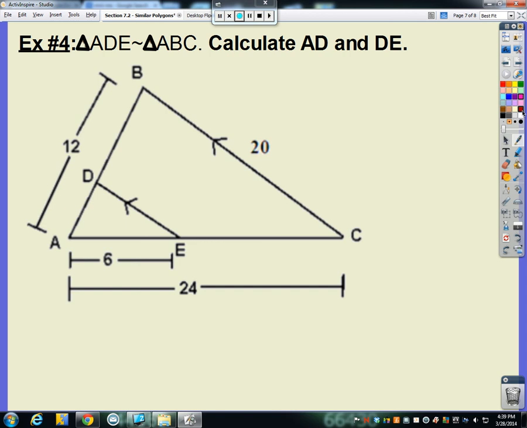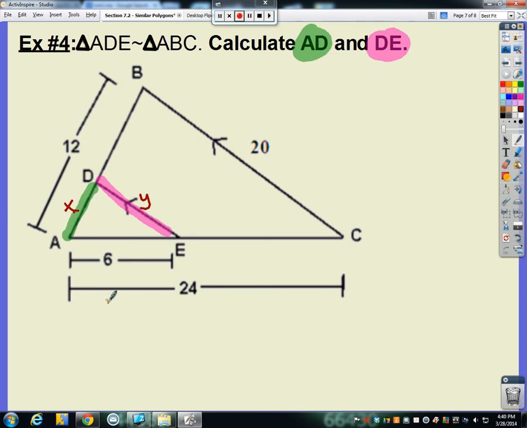All right, example 4. It says triangle ADE, which is the little guy down here, is similar to triangle ABC, which is our big triangle. Calculate AD and DE. Okay, so we're missing 2 side lengths here, AD. So here's AD, so there's one piece we need. And DE, which is this piece. Okay, so let's call AD X, and let's call DE Y.